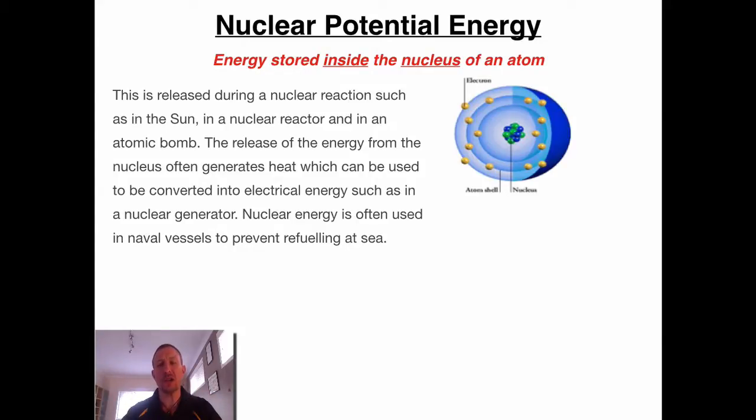If you look at the diagram on the right hand side, you've got an atom there with the yellow balls representing the electrons spinning around the outside, and then in the center is that dense set of particles, protons and neutrons, which make up the nucleus. With nuclear energy we split the inside of that nucleus, so it's not between atoms, it's the inside of the atom which is split.